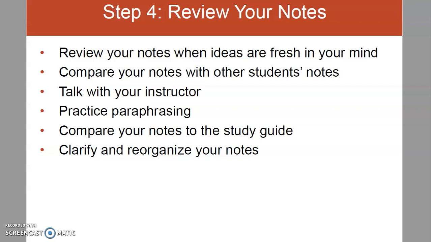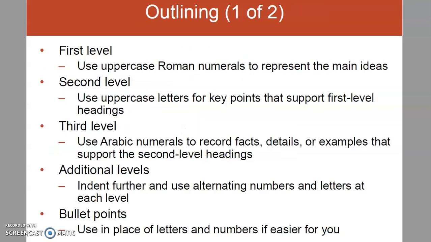When you are reviewing, you might realize that there are some parts of the notes that you don't necessarily understand or that you might have missed. So this is a good time to talk with classmates or your professor to find out if something's missing from your notes, or if you need to understand it a little better, to be able to paraphrase, which remember means putting your notes into your own words.